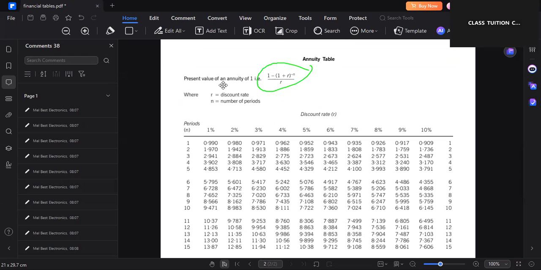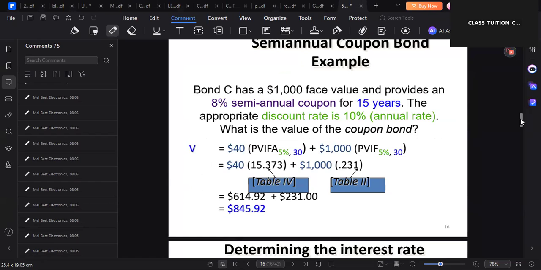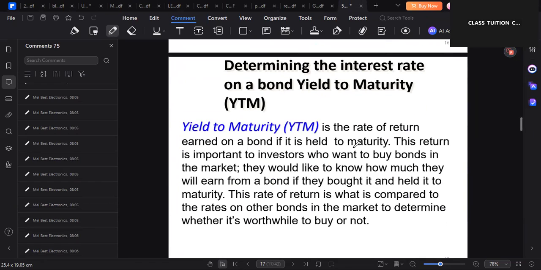This is how we use the tables. So this was a semi-annual bond. Then lastly, but not the least, we now want to understand, if you're not given the market rate, what do we do? We call that the yield to maturity. The yield to maturity is actually the rate of return earned on a bond which is held to maturity. So this is important to investors who want to buy bonds in the market. You want to know how much you will earn from the bond when it's held to maturity. So it is actually your rate of return or a discount rate compared to other bonds on the market.